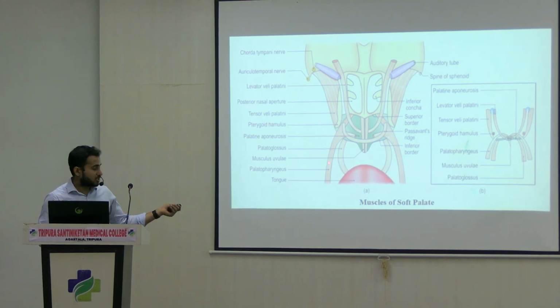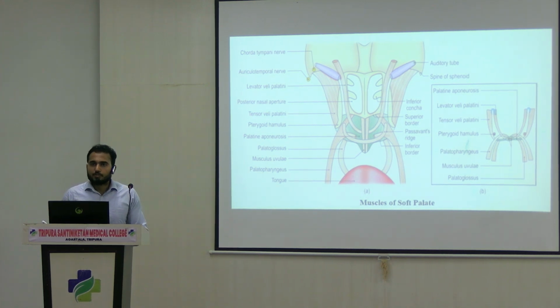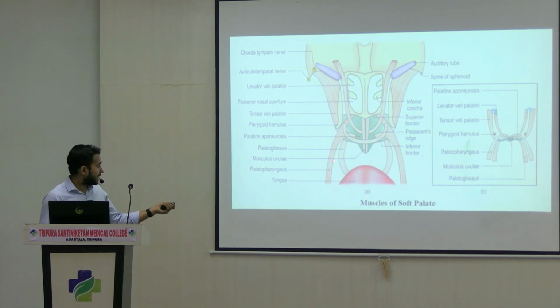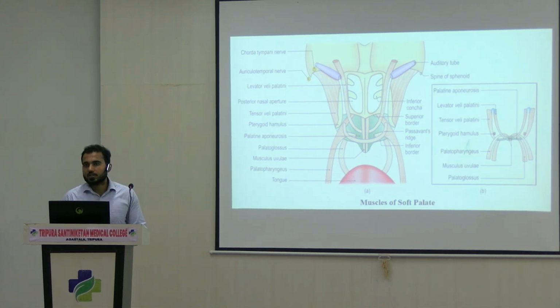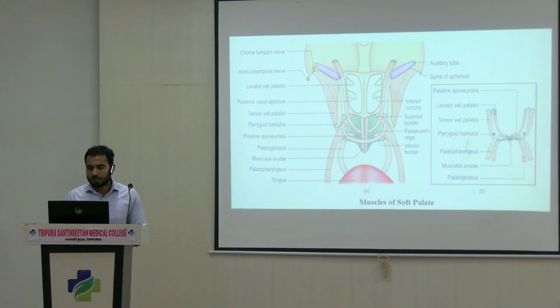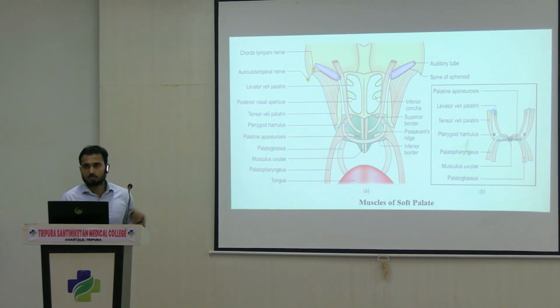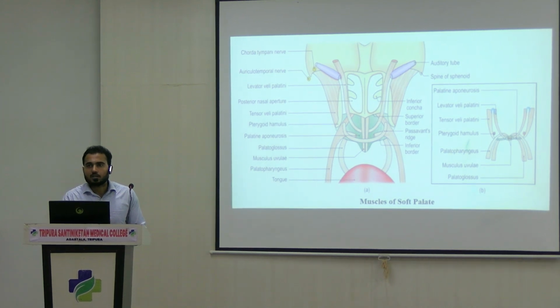Next you can see the palatopharyngeus. What is its function? It tenses the soft palate and pulls the walls of the pharynx anteriorly, medially and superiorly during swallowing. That is the function of the palatopharyngeus muscle. And musculus uvuli, what is the function? It shortens the uvula and pulls the uvula superiorly. So these are the functions of the muscles of the soft palate.